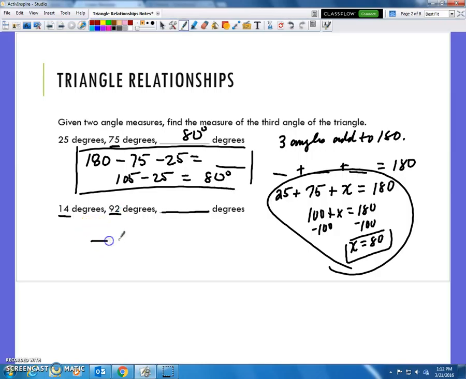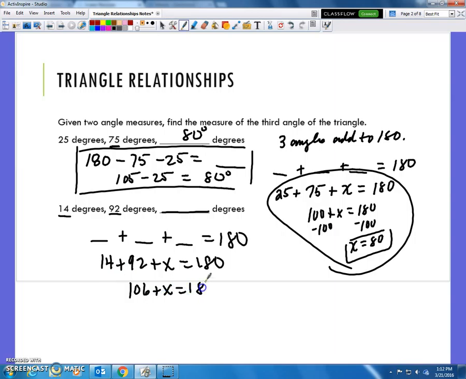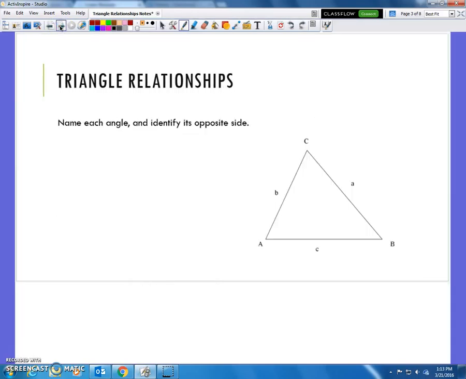I know there's three angles in a triangle, and the sum of their measures has to equal 180 degrees. I'm going to say 14 plus 92 plus something must equal 180. So now I'm just going to use my combining like terms, 106 plus x equals 180, and then solving for my variable, or getting it by itself on one side of the equal sign, everything else on the other, leaves me with 74 degrees. So I would say that my third angle must be 74 degrees. Okay, so just keep in mind all the angles have to add up to 180 degrees for a triangle.